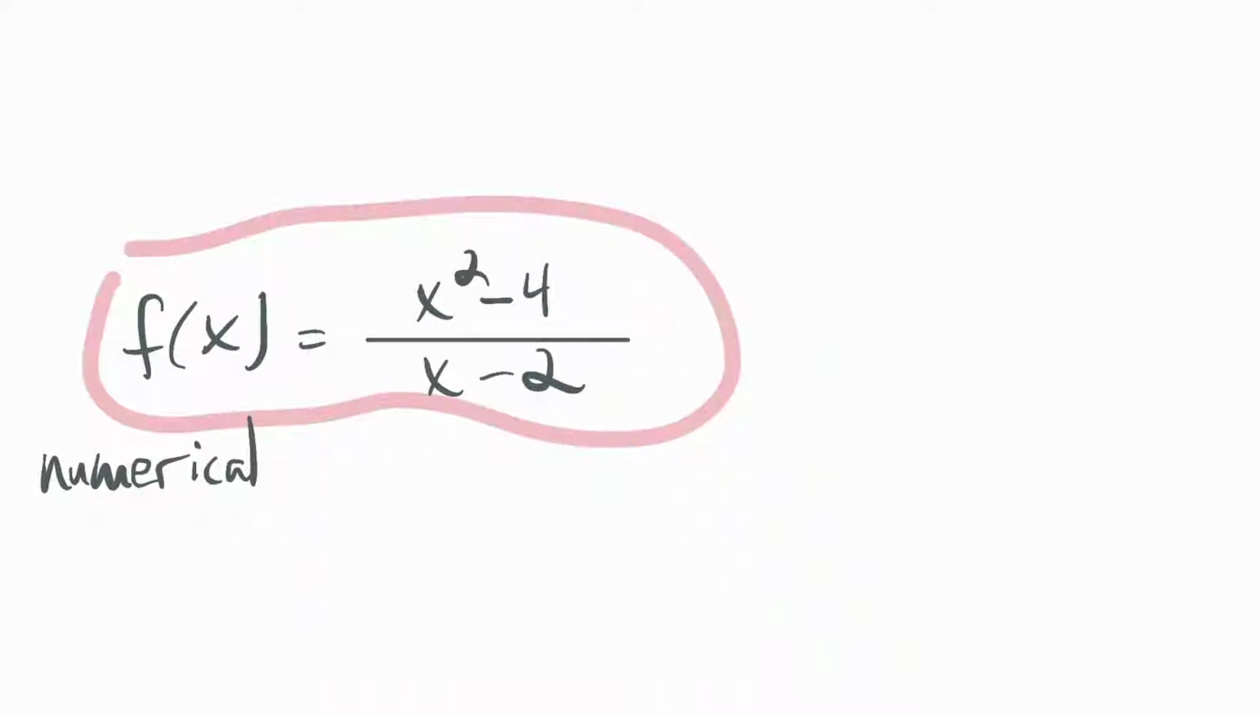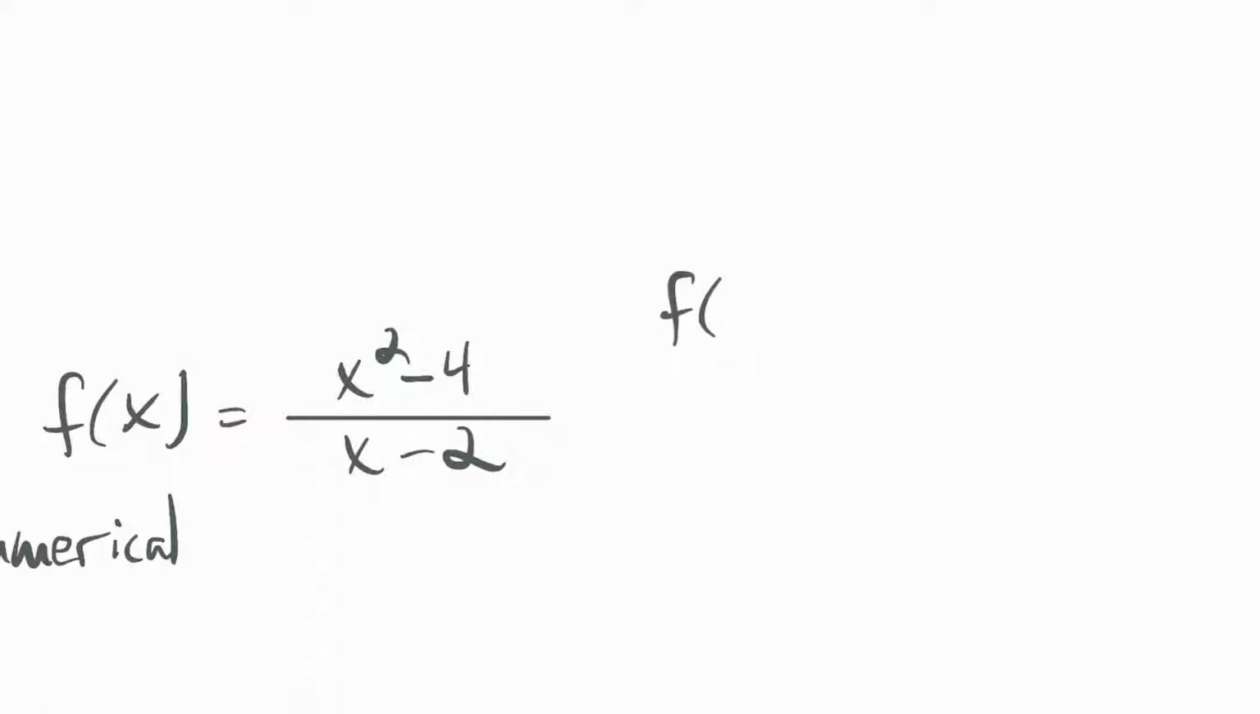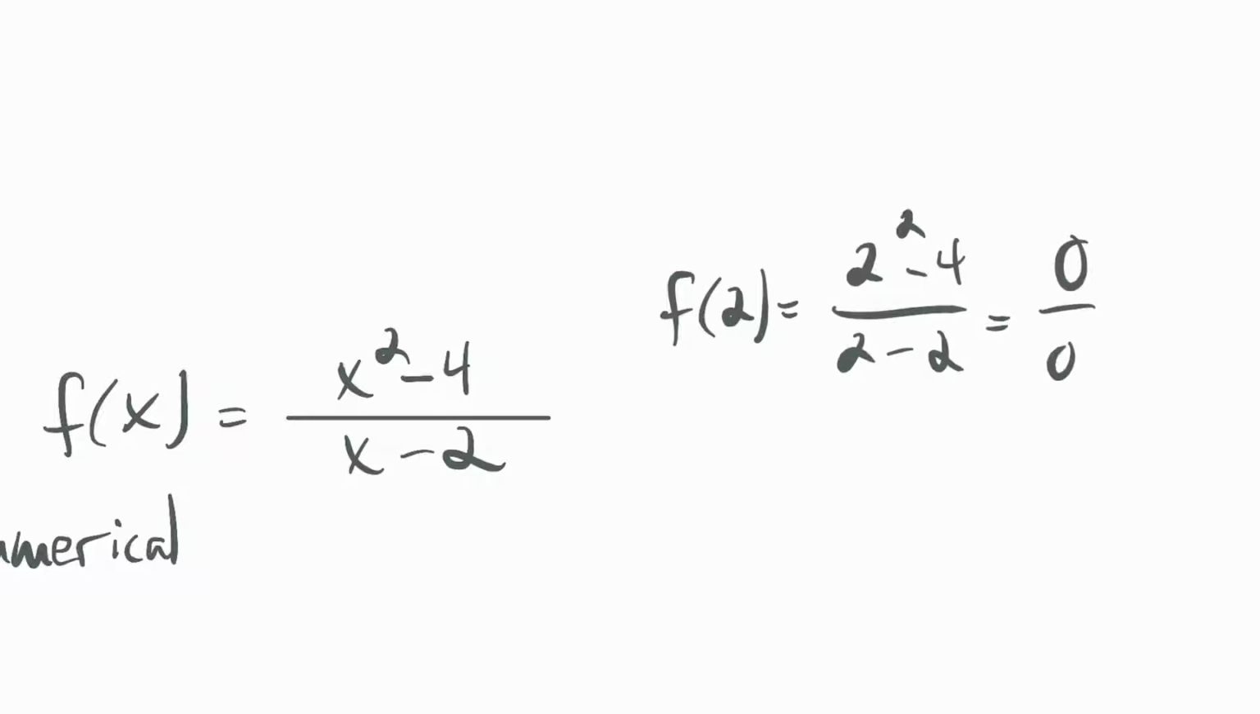If I try to do f of 2, then I'm going to have 2 squared minus 4 over 2 minus 2. Well, that's 0 over 0, right? What does that mean? Some of you might go, oh, well, that's 0, right? 0 over 0 is 0. That kind of makes sense. Some of you might say, well, isn't that 1? When you divide something by itself, you get 1. So it's not so clear. So before we proceed, I want to talk about what that means.